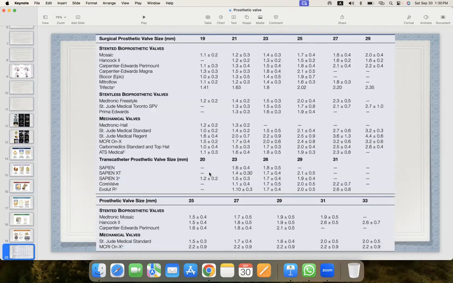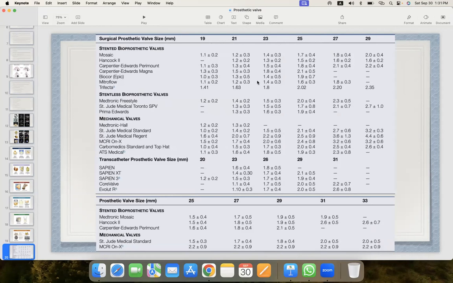So these are the tables for most of the valves. Very important. Of course, you will not remember these for your exam, or even for your clinical practice, but you need to know these tables and have them as a reference. So you can see here all the names of the valves, most of the valves that are currently used, the size of each valve, and the area. So this is the area of each valve.